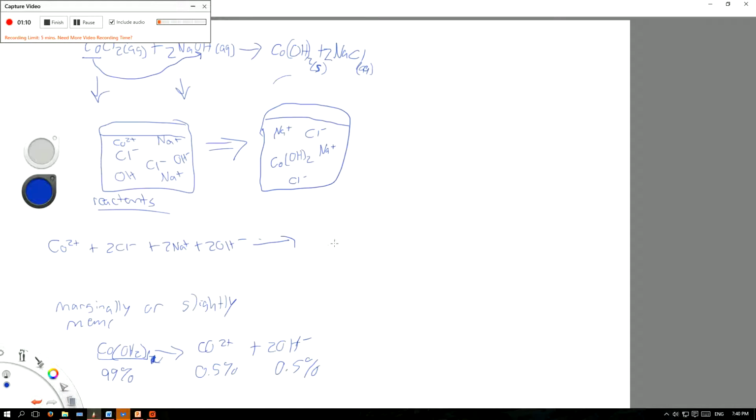So now we would have COOH2, this is solid, and we have Na plus and Cl minus floating around, just like if you had it in a beaker here, right? The COOH2 will precipitate or form a solid, and the NaCl are just floating around. So basically, now we could build our, so this is our total ionic equation.